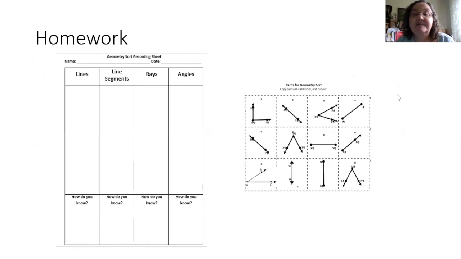So now we're going to leave and I have a little homework for you to do. If you don't have access to the sheet, what you can do is just draw this on a piece of paper and then copy those shapes onto it where they belong. And then right at the bottom, how do you know what is a line? And how do you know what is a line segment, a ray, or an angle?